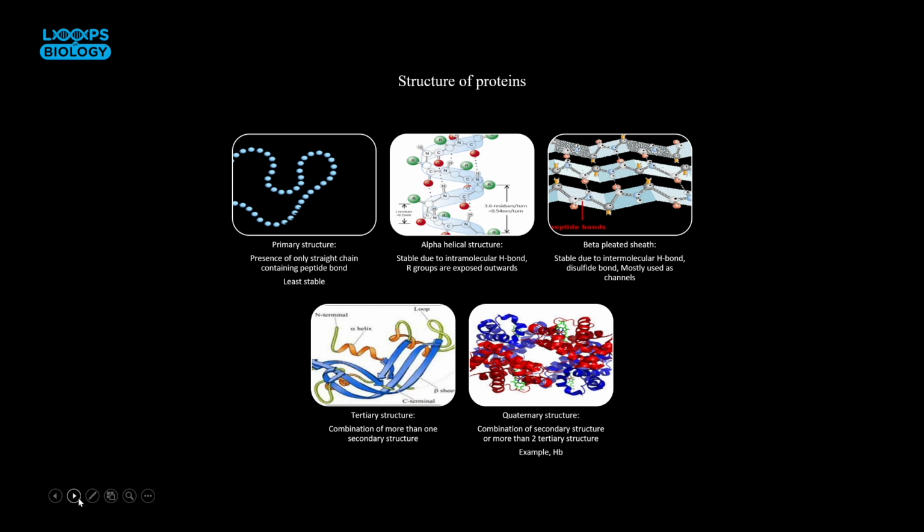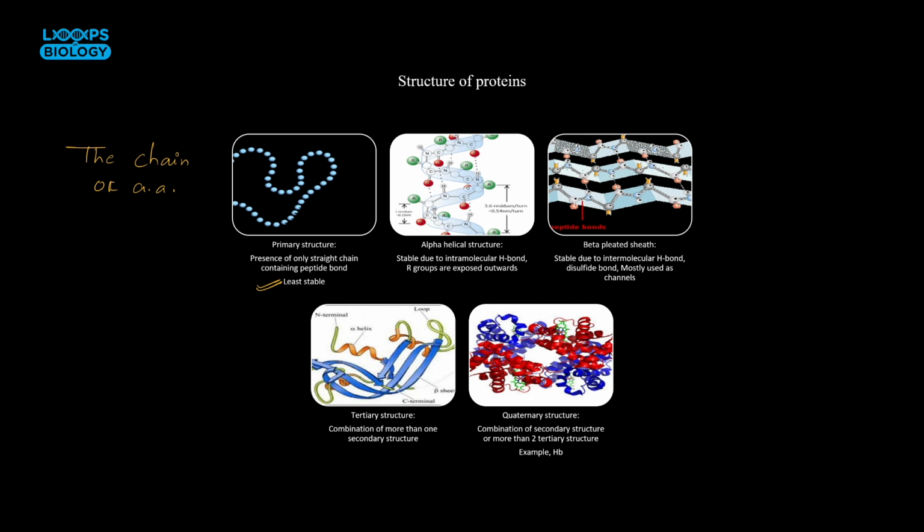Whenever I'm talking about structures, that means how this particular protein looks in a 3-dimensional structure. Whenever I'm talking about primary structure, that means there is only a straight chain of amino acids, and it is least stable.